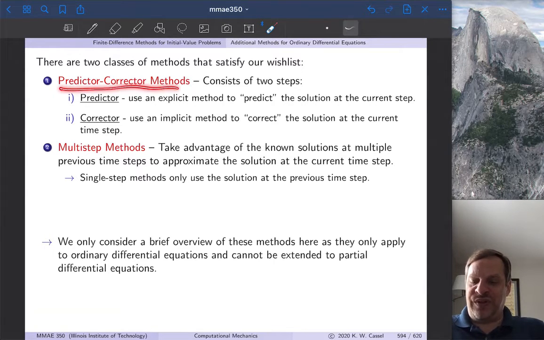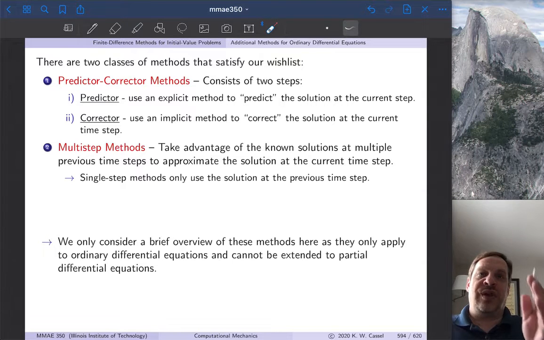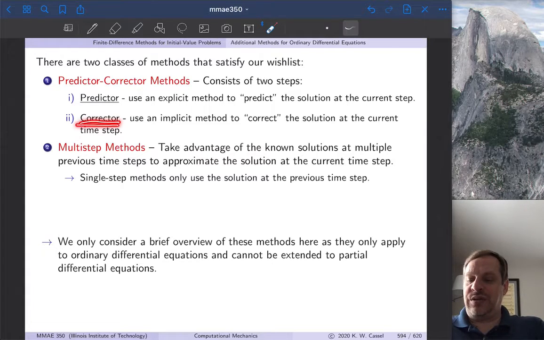The Predictor-Corrector methods consist of two steps. The first step is to predict the solution at the next time step. So you have the solution at the previous time step, and you predict, using a standard explicit method, the solution at the next time step. But instead of just moving on, as you would with a standard explicit method, you first correct. So you predict the solution at the next time step, and then you correct that solution. The prediction is using explicit methods, and the correction is using an implicit method. So it gives you a more accurate solution at the next time step.